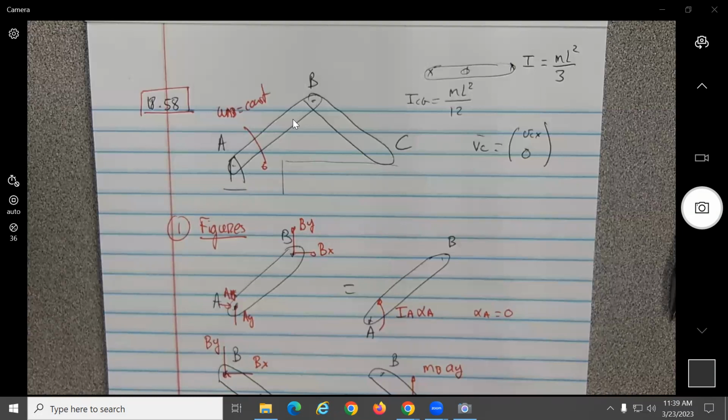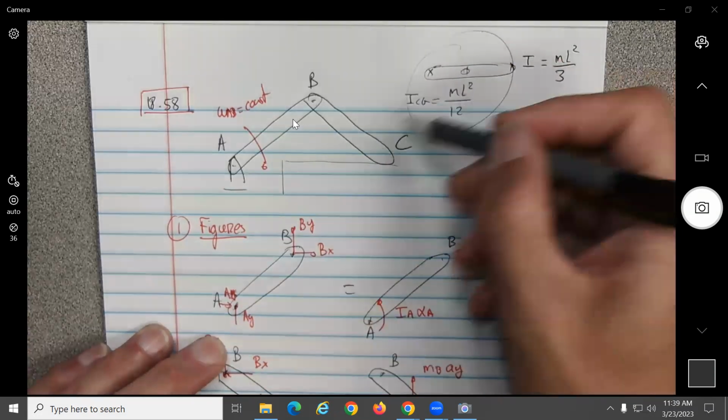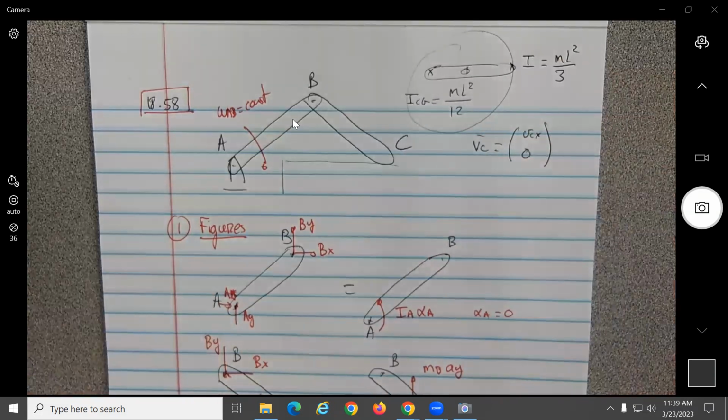I will only give you the one about the CG. If I give you this one, and you want to move it to point A, you will have to use the parallel axis theorem. That's why I just mentioned that, okay? That was it.